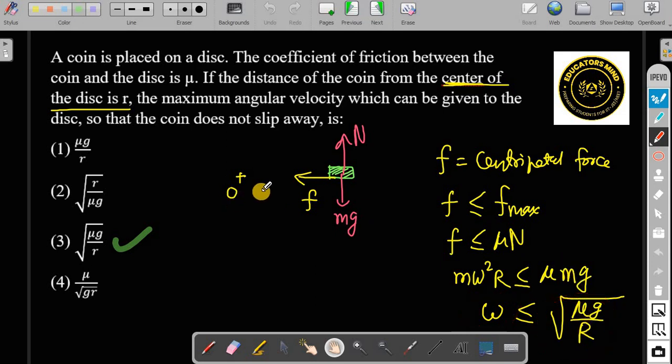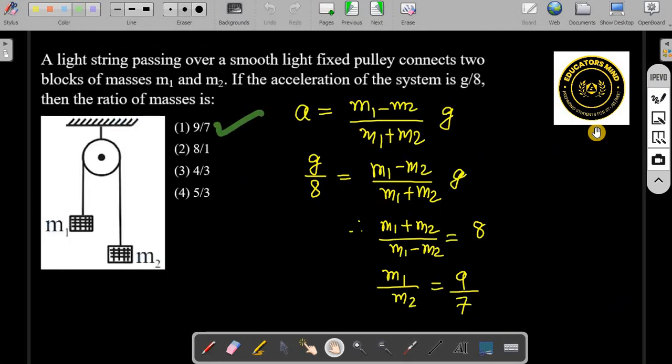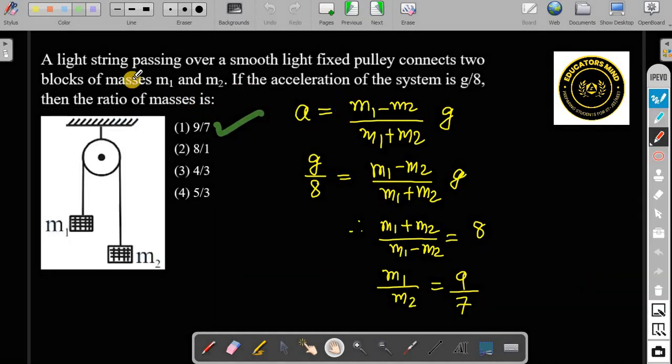Here capital R is the same as radius, small radius. So this is the correct answer, root under mu g by r. That's the maximum value. Okay. So I hope you are understanding that. And let's go to the next question.